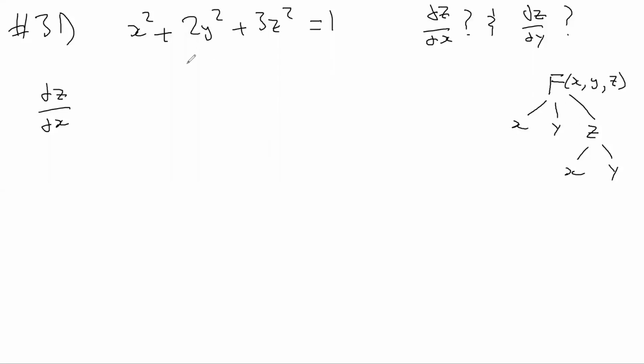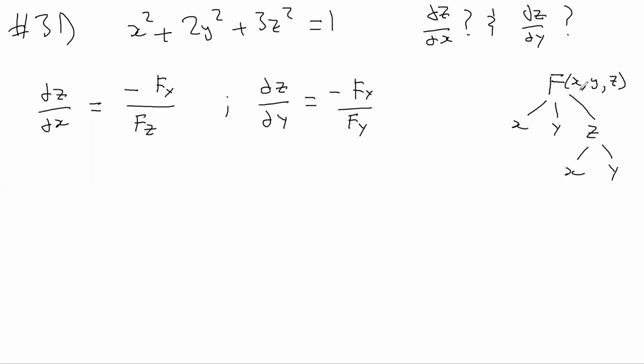So what we can do is set dz over dx equal to negative f sub x over f sub z. And we can also set dz over dy equal to negative f sub y over f sub z. And you can prove this using this tree diagram right here.